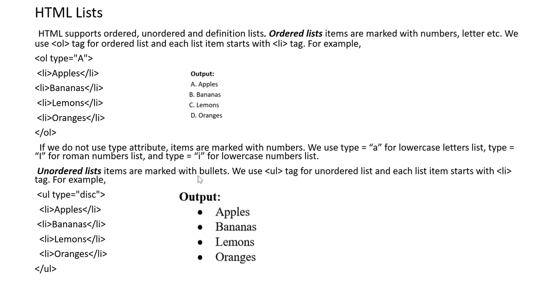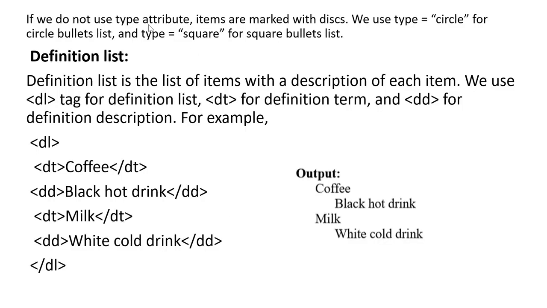Okay, unordered list items are marked with bullets. We use the UL tag for an unordered list. Each list item starts with the li tag. For example, UL type disk. If you provide disk, then you will get the output: li apple, banana, lemon, orange. If you don't use the type attribute, items are marked with disk. We use type circle for a circle bullet or type square for a square bullet.